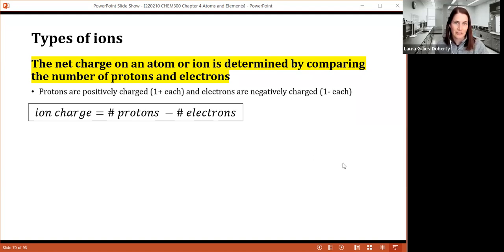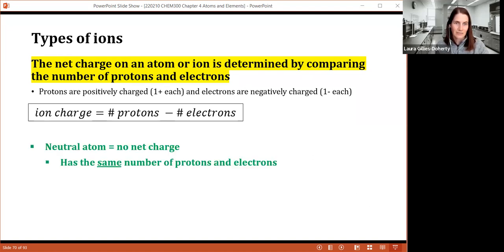When the ion charge is 0, that's called a neutral atom. No net charge. This is when the atom has the same number of protons and electrons. The atoms in elements, natural elements, they have a net neutral charge.